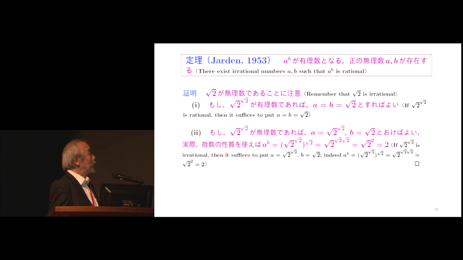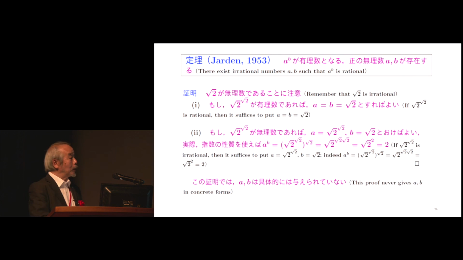And if it is irrational, root 2 to the power of root 2 is irrational, and then it suffices to put a equal to root 2 to the power of root 2 and b equal to root 2. And by using the exponent rules, it becomes eventually 2. So in either case, a rational number can be obtained, and then this is proved. Looking at this, you may understand it is cheating a little bit. Logically, it's okay, but we don't know whether it is rational or irrational. But this proof never gives a or b in concrete forms.